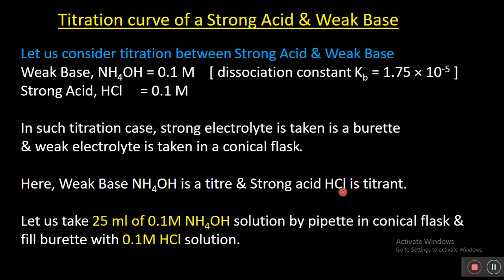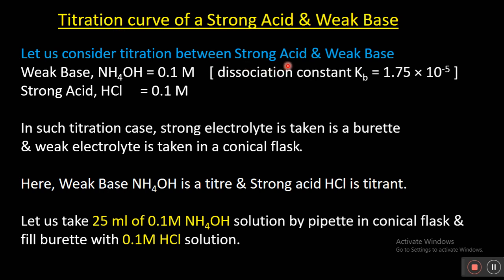So welcome friends. Today we are going to study the titration curve for strong acid and weak base. Titration curve means it is a plot of pH versus ml of titrant added. Okay, it is called a titration curve. Now let us consider the titration between strong acid and weak base.